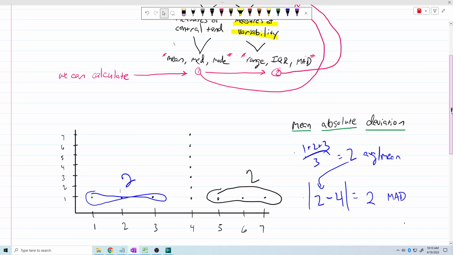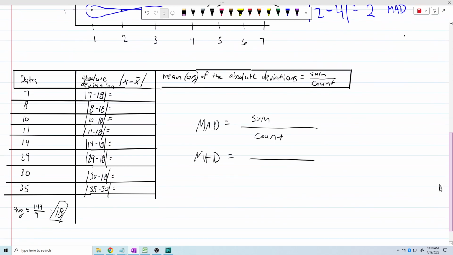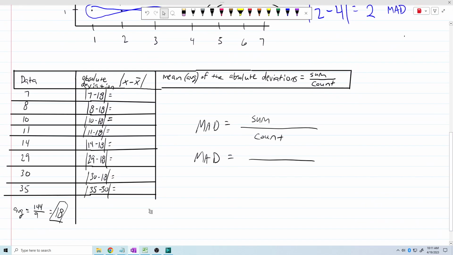Let's work through an example. I'm going to use the data we used when we talked about interquartile range and range. Right, this data, so it's a little familiar to you. I set it up in a nice, organized little table. It looks nice and pretty. Here I had my 7, 8, 10, 11, 14, 29, 30, 35. I'm breaking it down into little baby steps so that we can see clearly what's going on. So I have my data here.